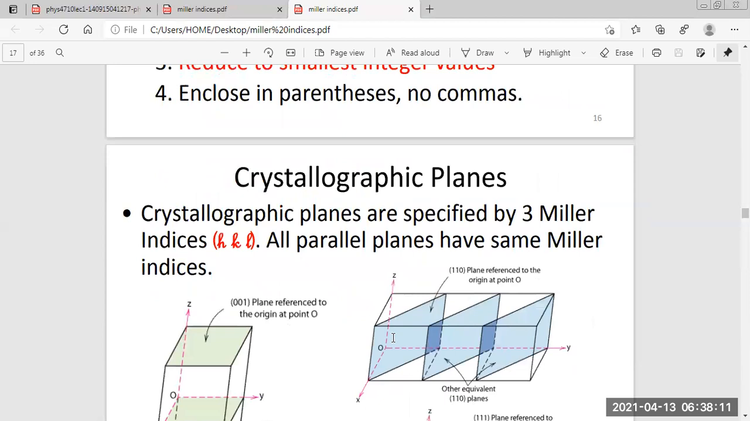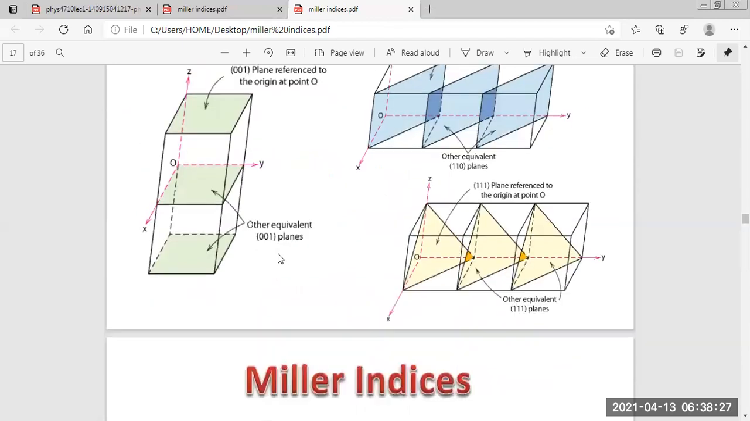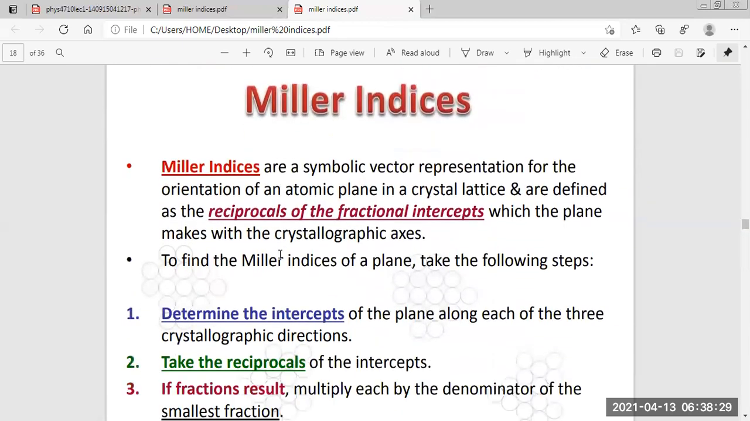So here, crystallographic planes are specified by 3 Miller indices, right? These particular planes are designated as HKL planes. We just say that 110, whatever you see here, is nothing but the HKL plane, right? So what is the actual definition? The Miller indices are a vector representation for the orientation of atomic planes in a given crystal lattice, and they are defined as the reciprocal of the fractional intercepts.